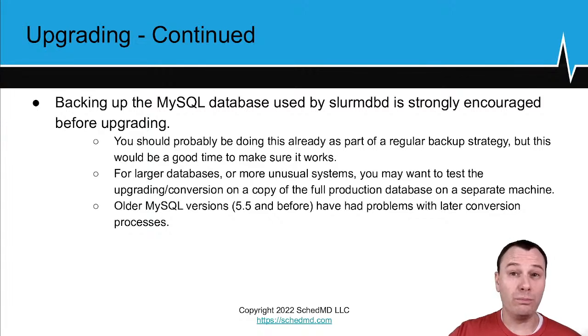more unusual systems, you can test the upgrade database conversion with a copy of your full production database on a separate machine. This separate system could be a spare blade or a VM you have with a later version of Slurm installed. You would restore the database and set the correct slurmdbd.conf parameters to point to that database and make sure the test system slurm.conf has the same cluster name.